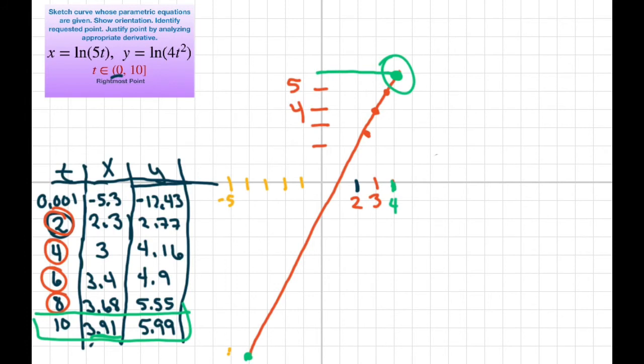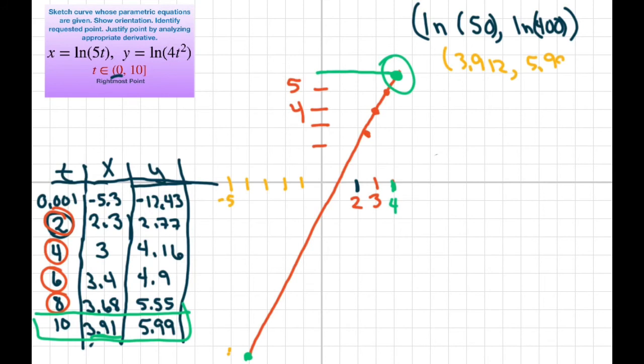All right, since we're talking about the right, that means we're going to take the derivative of the right. So basically, that means it's going to be ln of, we have t as 10, so that's going to be ln of 50, which goes with ln of 400. That's your rightmost point, which we already got. This was 3.912, and then we had 5.991. So that's what we're going to look at.